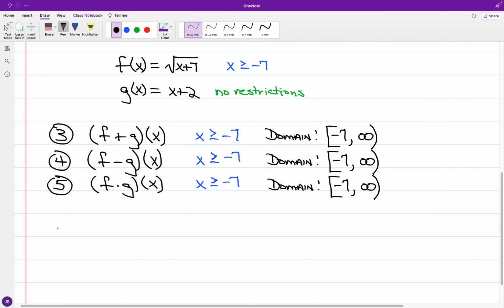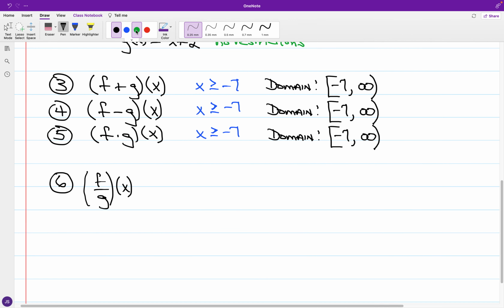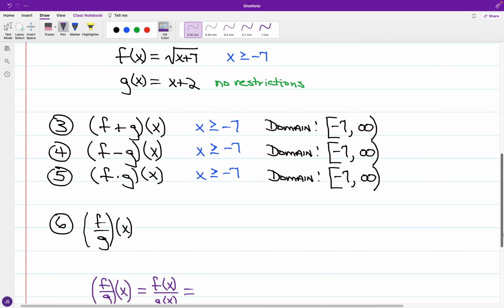And again, for the quotient function, this can potentially have a domain that's different from the other three prior operations. So in the case of f over g of x, just laying the groundwork here, we have f of x over g of x. Now again, for f of x we have the square root of x plus 7.